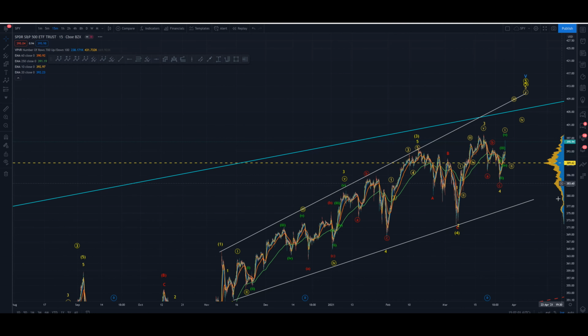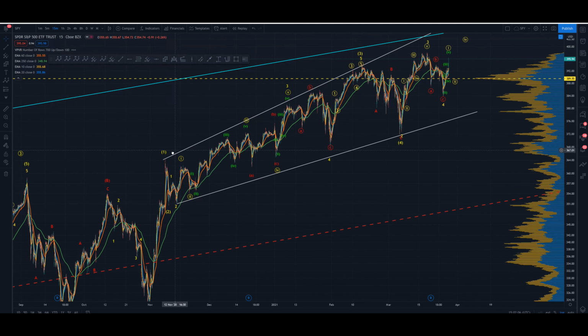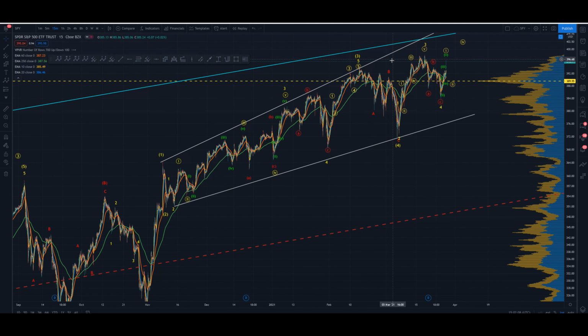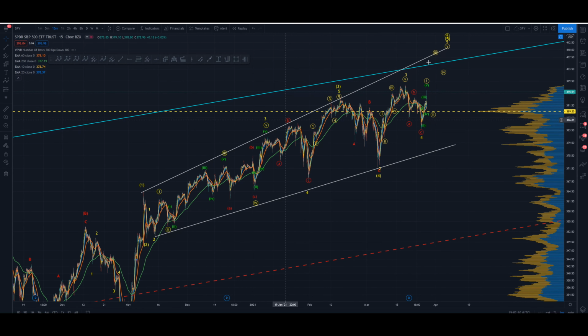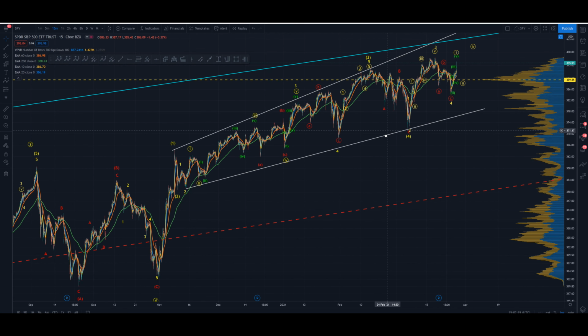We see this expanding pattern. This upper trend line has been respected multiple times on the way up, and it coincides with a major long-term trend line going all the way back to the start of the bull market, and we're getting very, very close to that level at the moment.